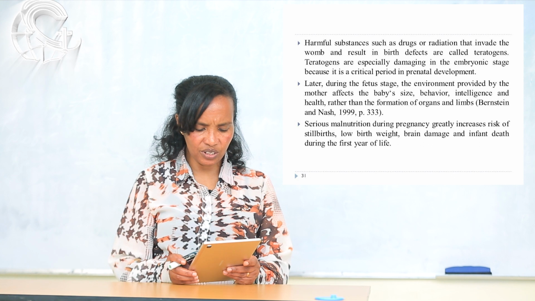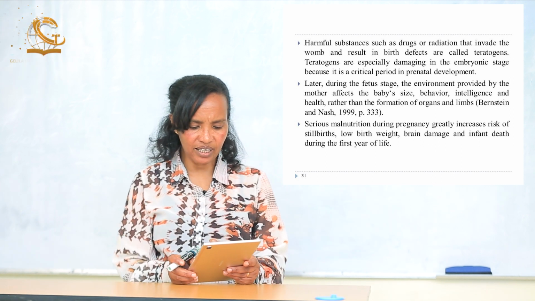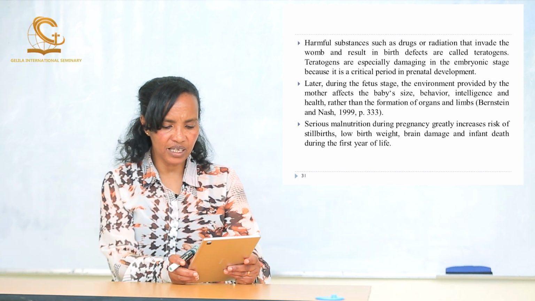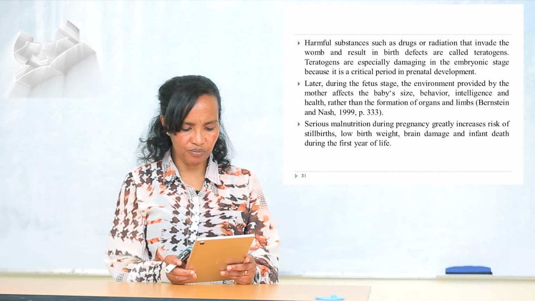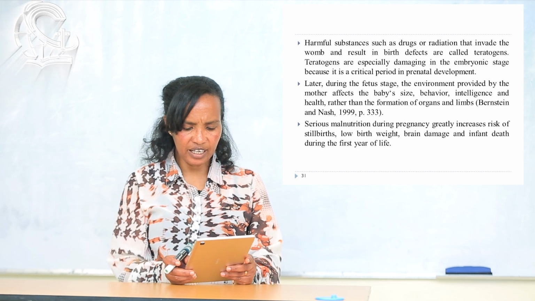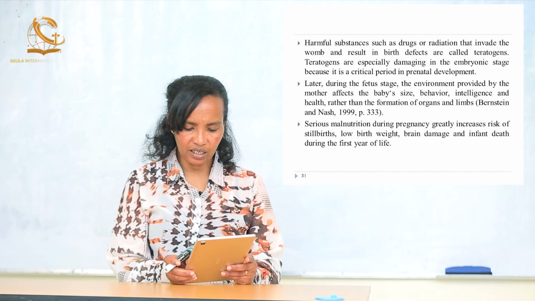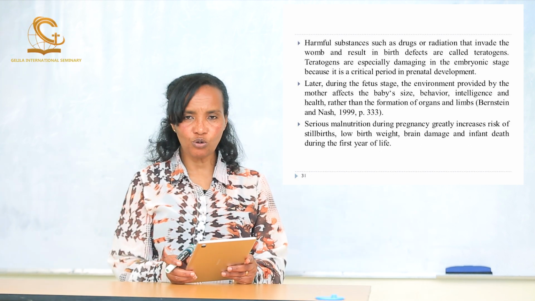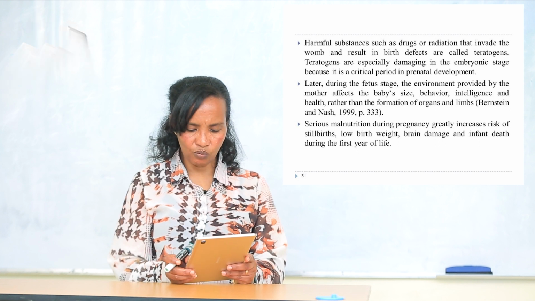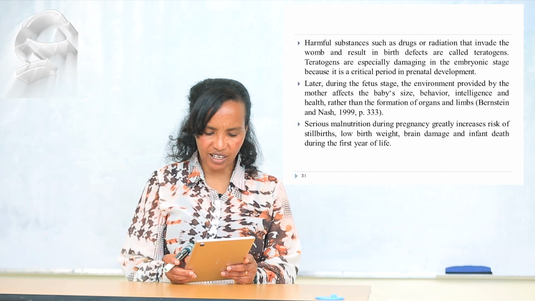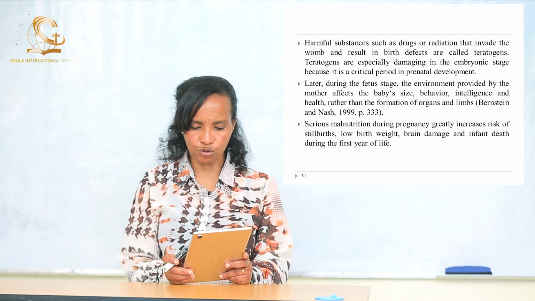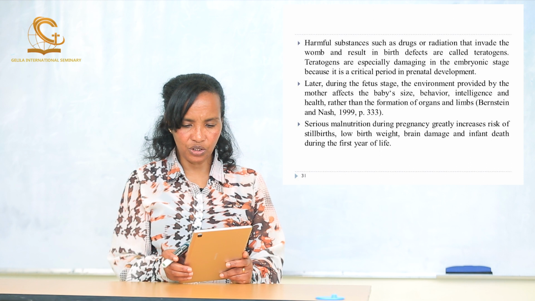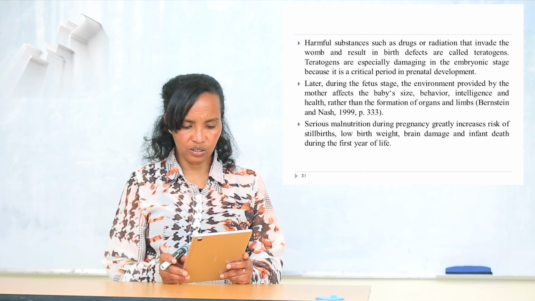So later, during the fetal stage, the environment provided by the mother affects the baby's size, behavior, intelligence, and health, rather than the formation of organs and limbs. Serious malnutrition during pregnancy greatly increases risk of stillbirth, low birth weight, brain damage, and infant death during the first year of life. So the pregnant mother has to feed herself with good nutrition in order to avoid these consequences.